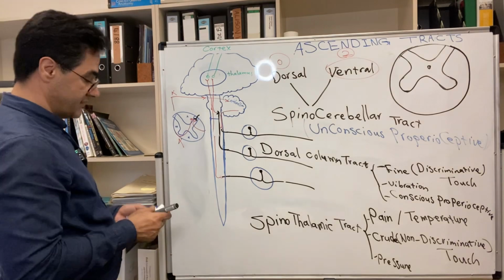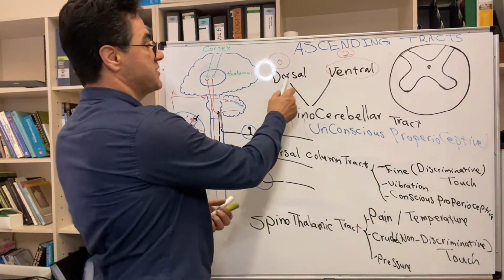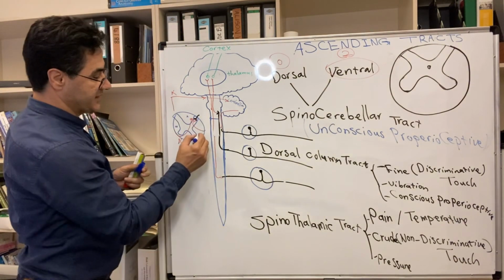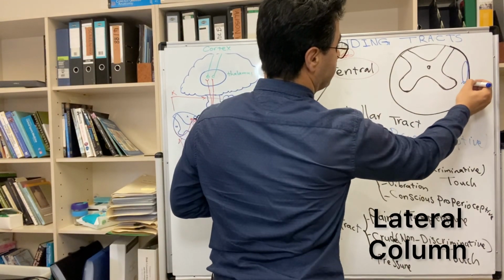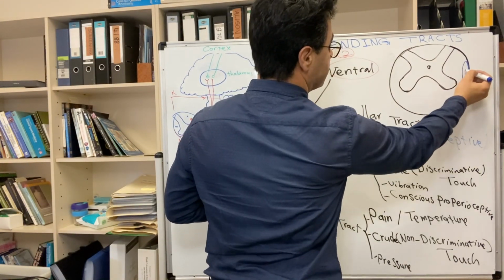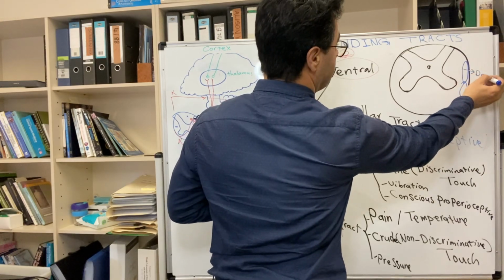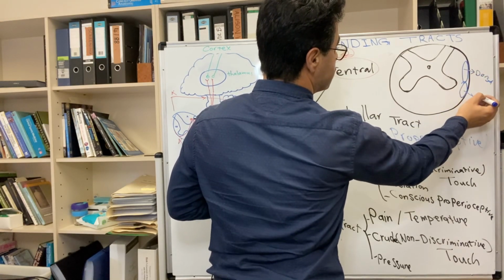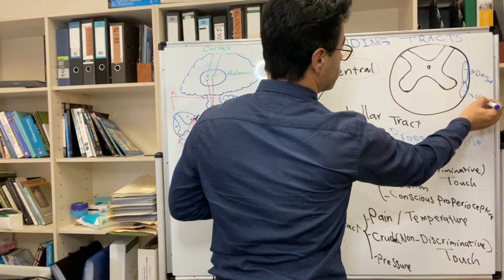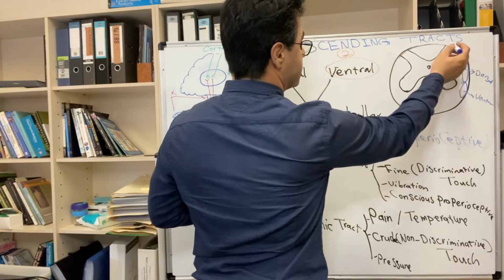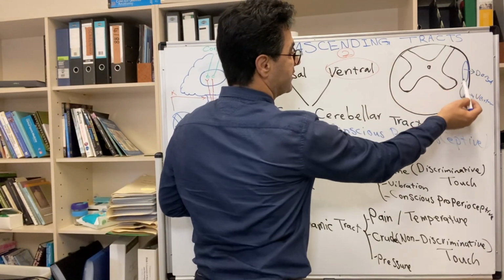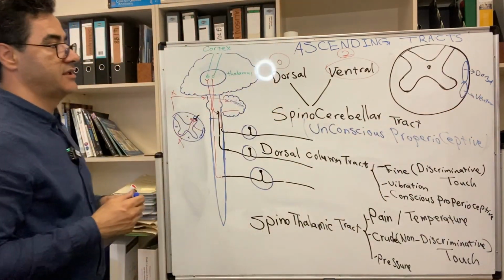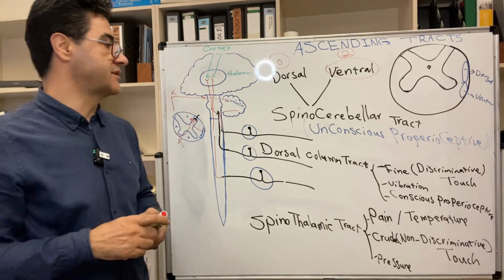And just keep in mind, these two land here, in the lateral column or ventrolateral column. This is the dorsal spinocerebellar. This is the ventral spinocerebellar. The second order neuron lands in the lateral column or ventrolateral column of the white matter.